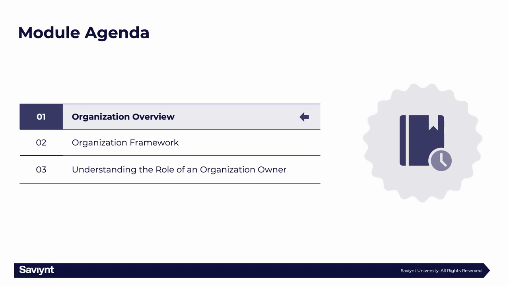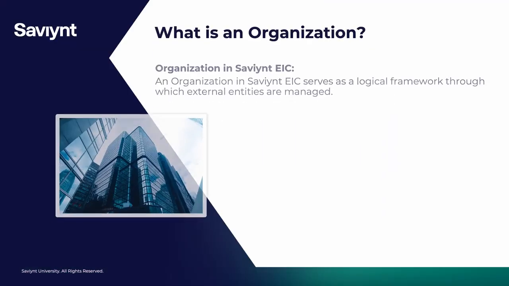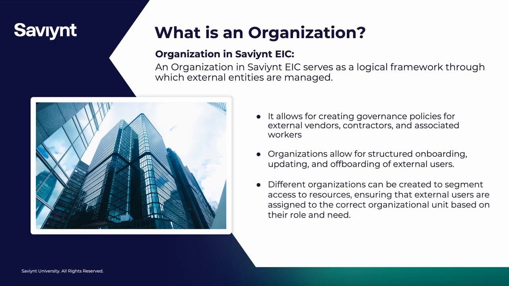In this lesson, we will explore an overview of organization. Let's understand what an organization is. Saviynt Enterprise Identity Cloud, EIC, provides a structured framework for managing external identities, including vendors, contractors, and third-party workers.